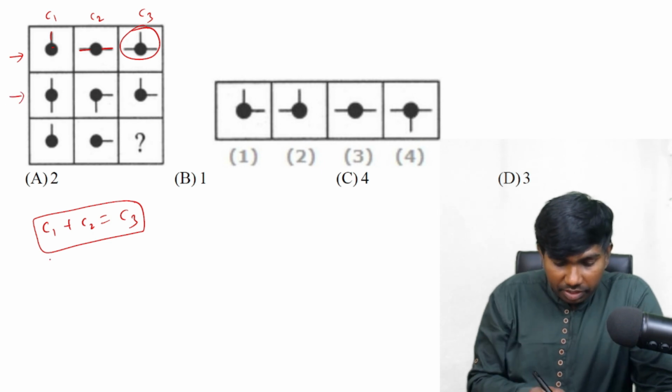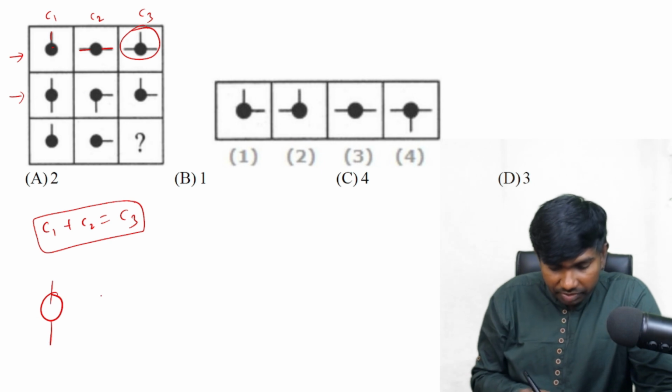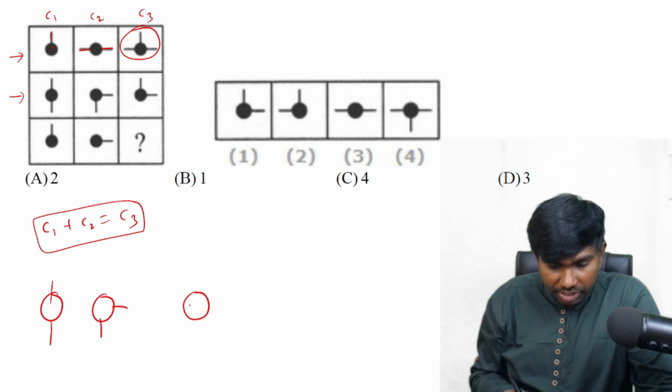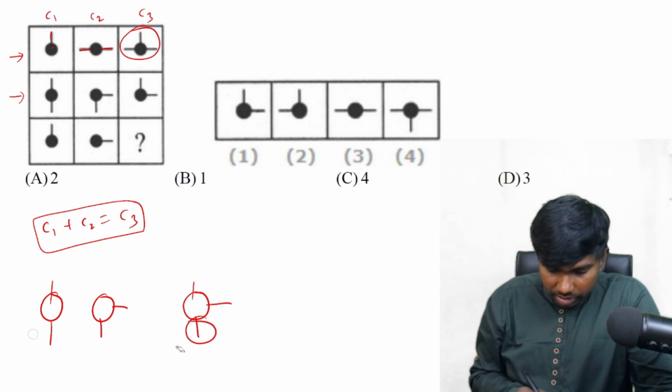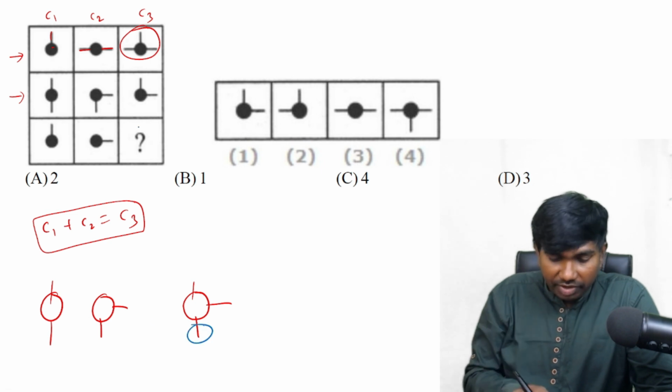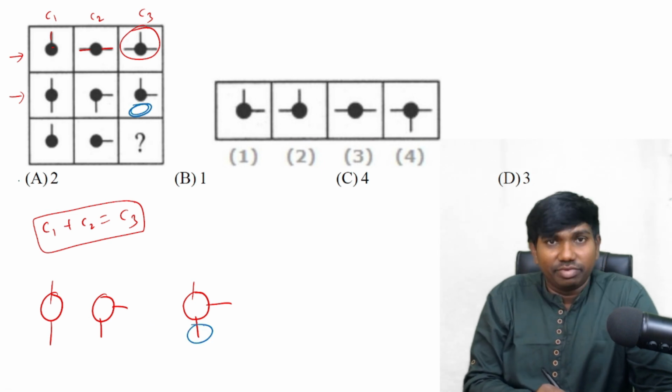Just check whether it is following or not in the second row as well. In the second row, this is the first figure and this is the second. If you combine first and second, you should get this one. But this line is not available in the given figure. So then where has this line gone?